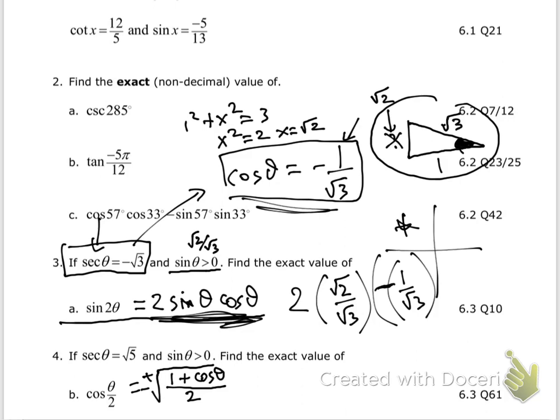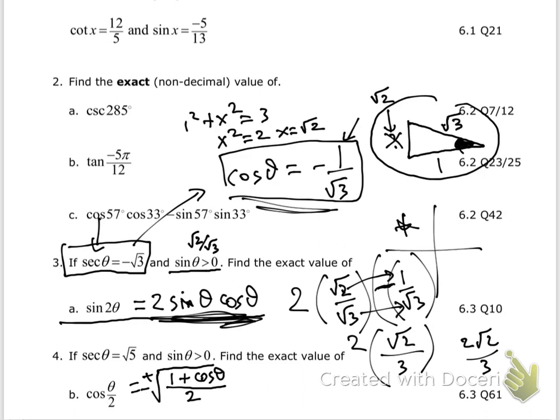So what do we have here? Inside, root 2 times 1 is root 2. Root 3 times root 3 is just 3. We've got the 2 outside. So I guess that's the answer: 2 root 2 over 3. That's what sine 2 theta is.